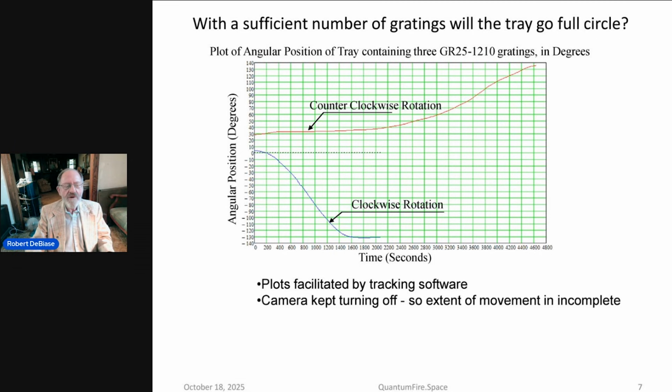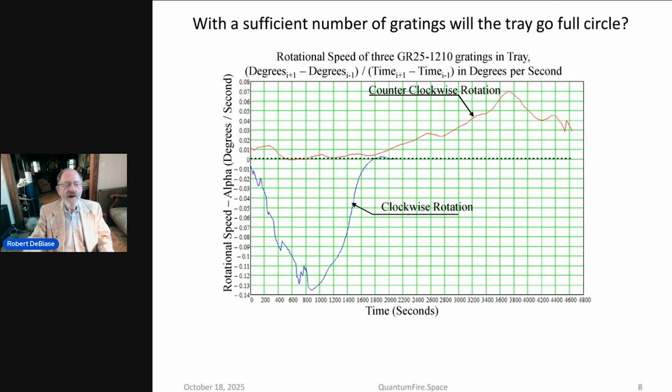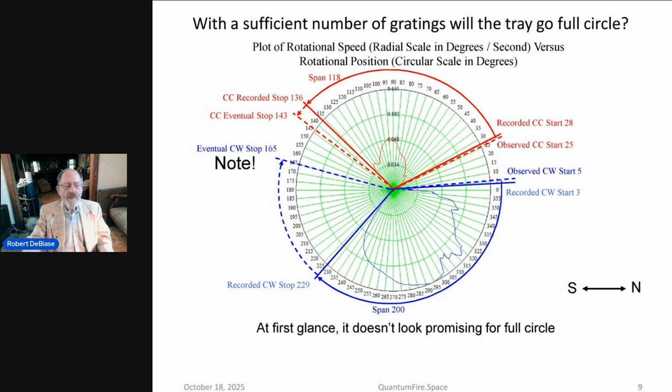a sort of regular plot. It looks like all the others. This is the counterclockwise in red, and the clockwise in blue, and the velocity here. It looks like all the other ones. At first glance, it doesn't look very promising to go full circle. However, you'll note that after I stopped recording, it went further.